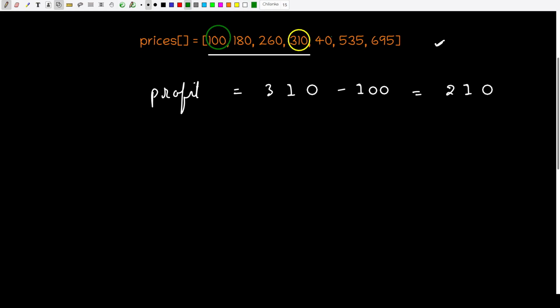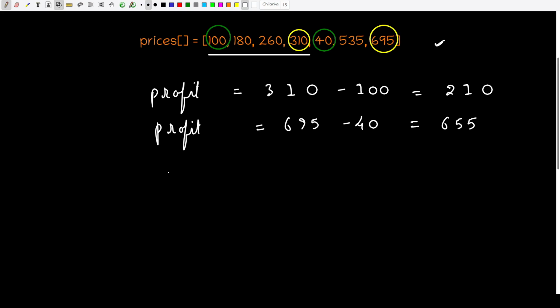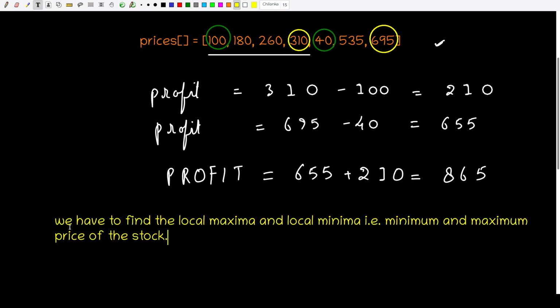Similarly, the next time we can buy the stock at this position, which is the minimum, and we can sell the stock when the price is maximum, which is this position. So again, the profit which we will make in this case will be given by 695 minus 40, which is equal to 655. Hence, the cumulative profit we will make is 655 plus 210, which is equal to 865.